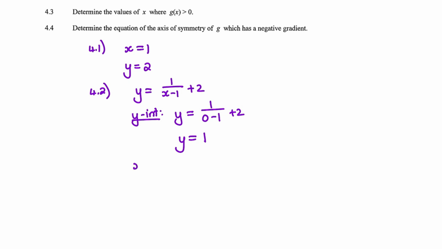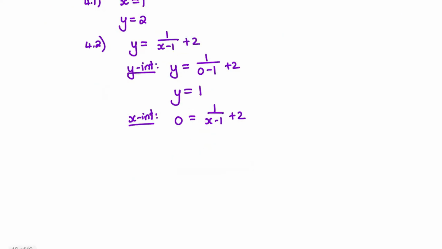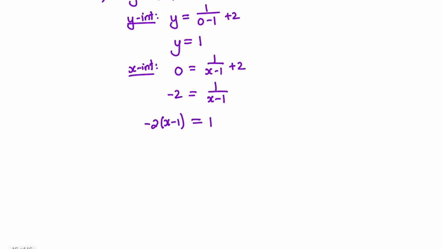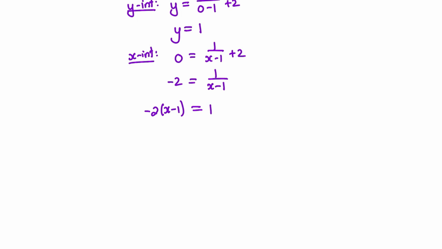And then for the x-intercept, we will make y equal to 0. So 0 is equal to 1 over x minus 1 plus 2. So I'll transpose the 2, so I move it to the other side. And I have negative 2 equal to 1 over x minus 1 on the right-hand side. Then I will cross multiply, so I'll multiply negative 2 with the denominator. So we'll have negative 2 multiplied with x minus 1 is equal to 1. I'll quickly multiply out. So it's negative 2x plus 2 is equal to 1.